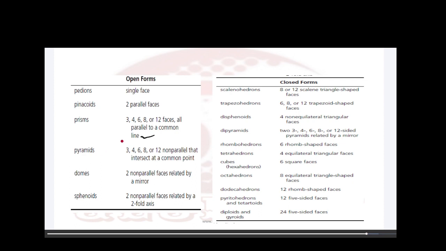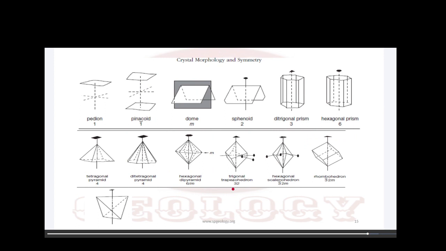So prism consists of maybe 3, 4, 6, 8, or 12 pieces. Then comes to pyramid. Pyramid also consists of 3, 4, 6, 8. So unlike prism, in a prism all faces must be parallel to a common line. They must be parallel to a common line. But in case of pyramid, all the faces must intersect at a common axis.